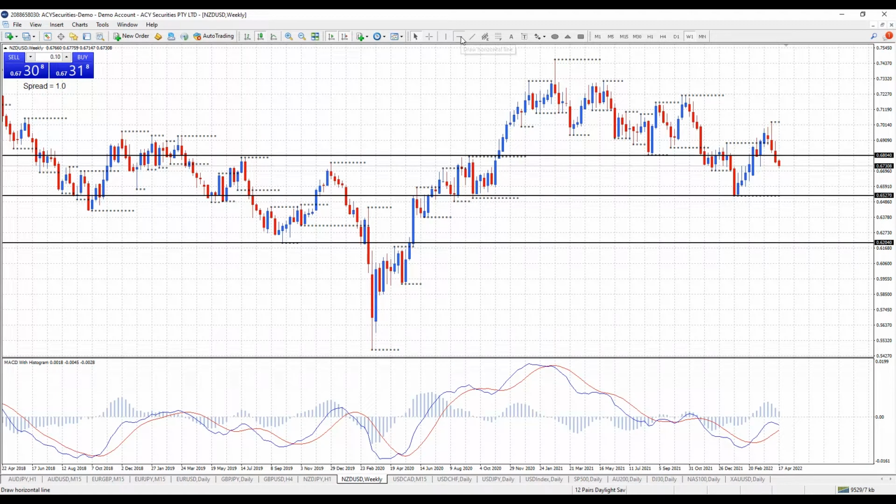So let's put in weekly support and resistance. Weekly resistance is at 68.90, this high just here.